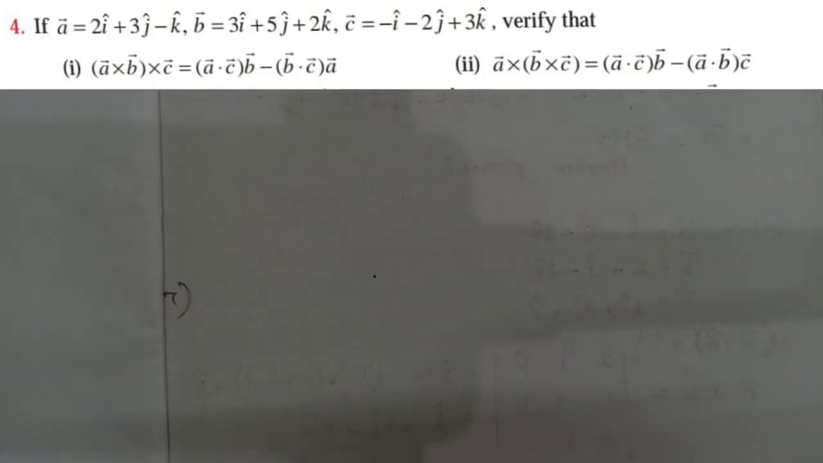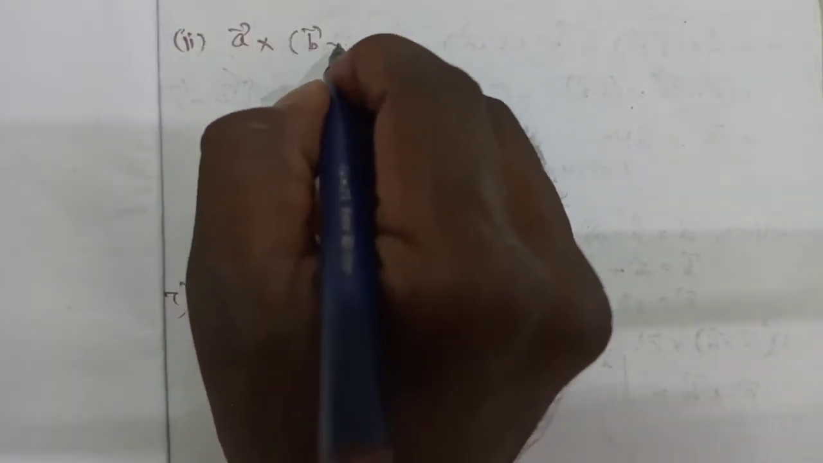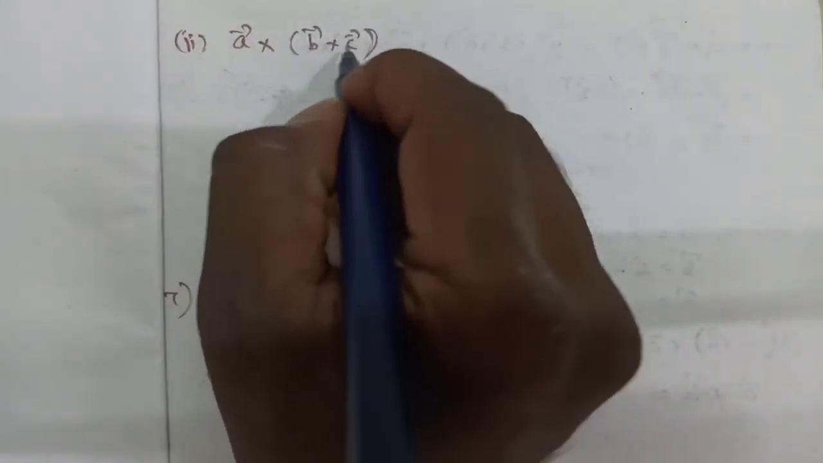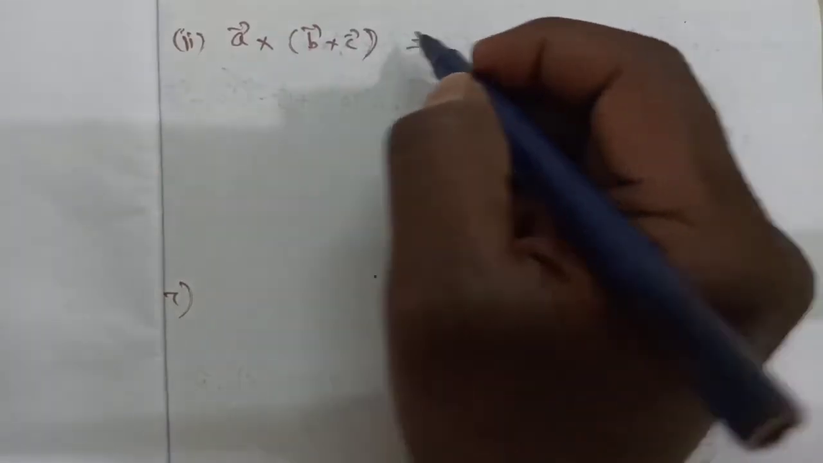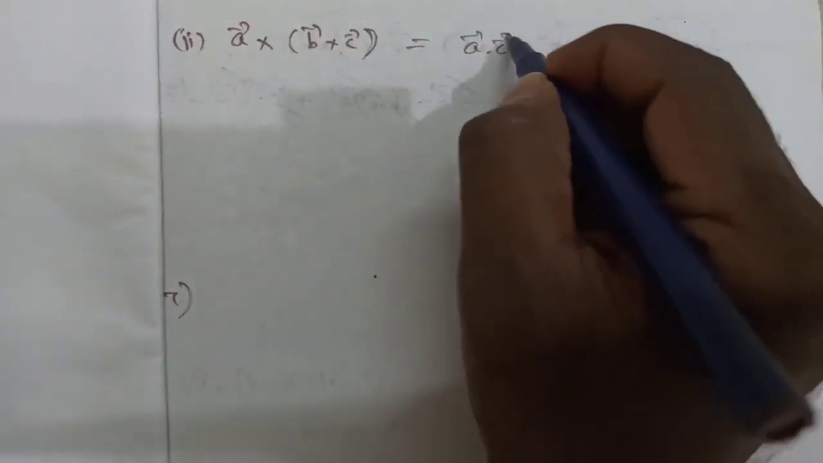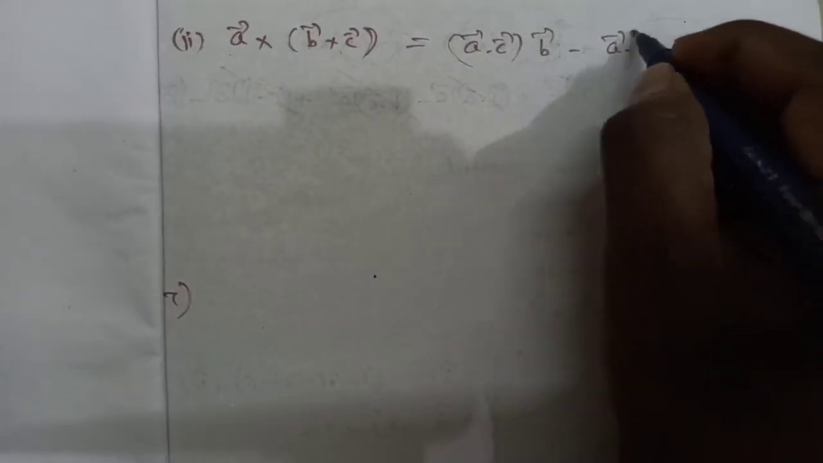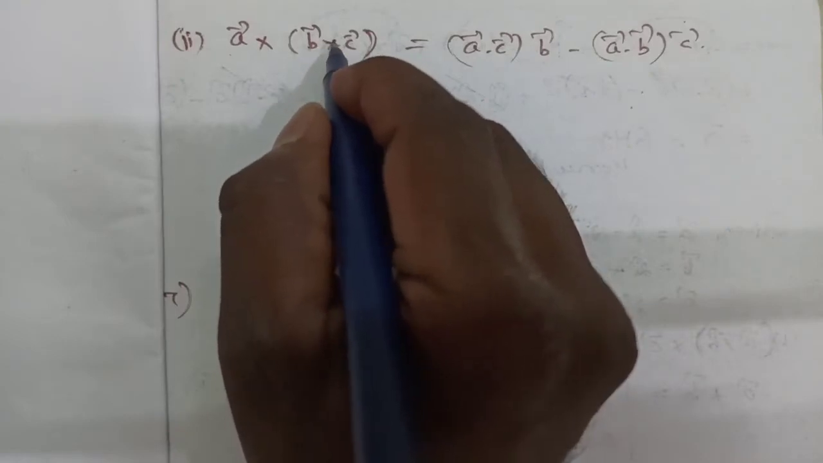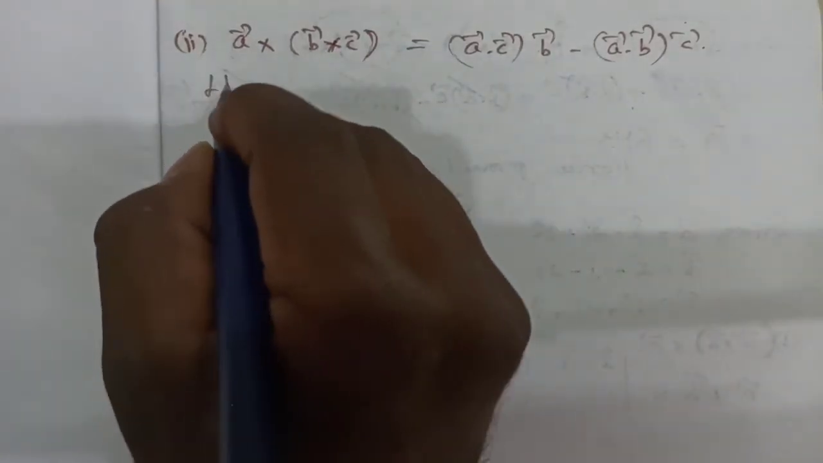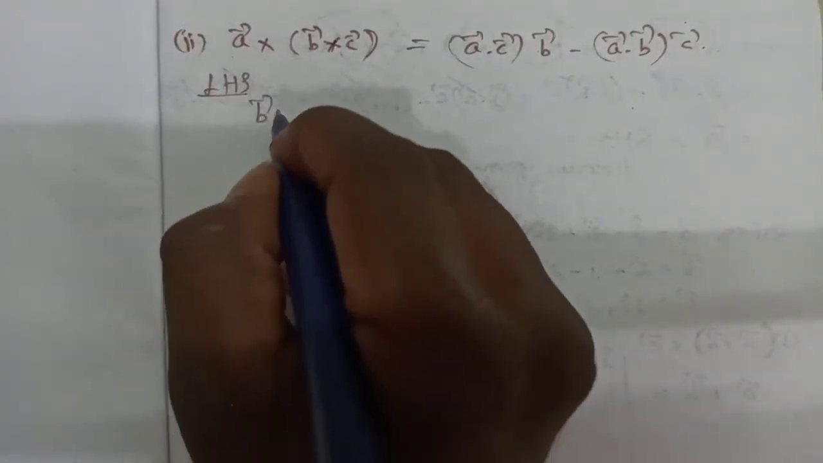Okay, similarly let me prove the second one also. Let's prove the second result. The second result is A vector cross B vector cross C vector, where the bracket is on B cross C, which is equal to A vector dot C vector into B vector minus A vector dot B vector into C vector. Okay, so in this expansion, first we have to find for LHS B vector cross C vector.